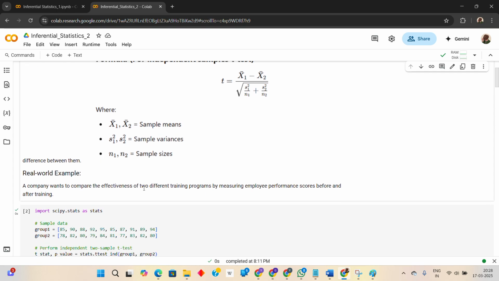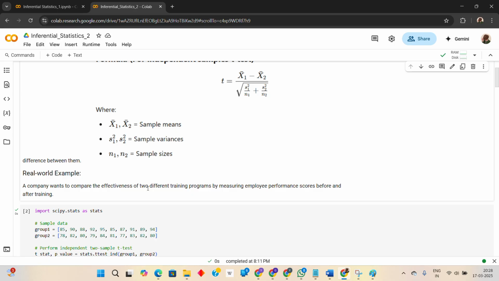Here, I wanted to calculate the mean of employee performance before training and the mean of employee performance after training. So before training, let us say their performance mean is, out of 100 questions, they are able to answer 40 questions. That means 40 percent is the mean. Let us consider 40 is the mean. On average they are able to answer 40 out of 100 questions.